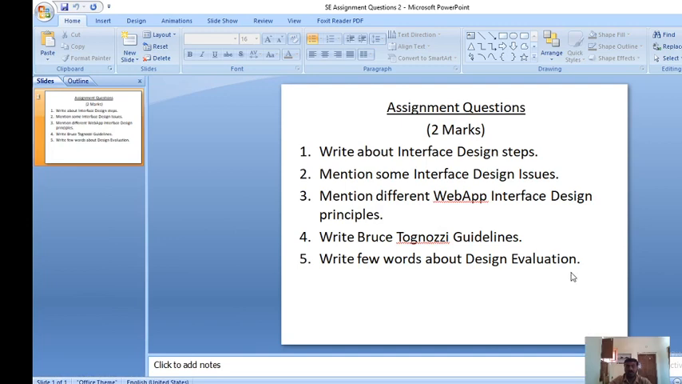Here also, these assignment questions are 2 marks questions only. The first question is write about interface design steps, and the second question is mention some interface design issues. The third question is mention different web app interface design principles. The fourth question is write Bruce Tognazzini guidelines. And the fifth one is write a few words about design evolution. So these are the assignment questions I have given to you.